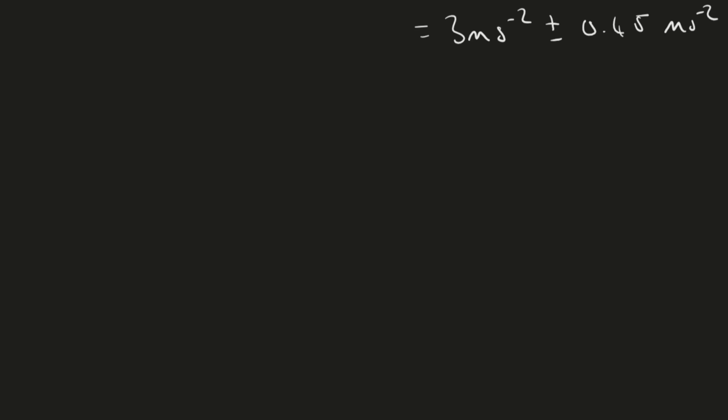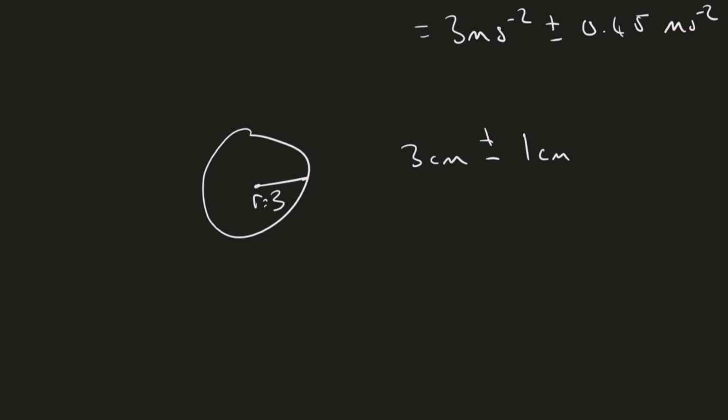Another one is if there's a power. If there's a power, essentially it's the same thing as multiplying. So if we imagine we have a circle, and we measure the radius of the circle as 3 centimeters plus or minus 0.3 centimeters, how do we actually work out the percentage uncertainty in the area?